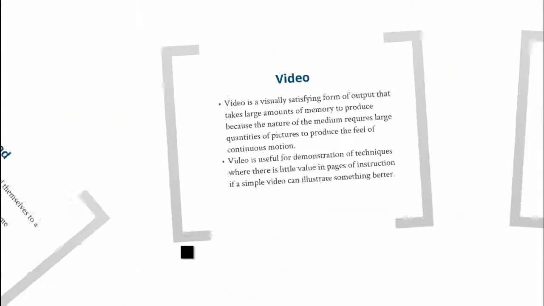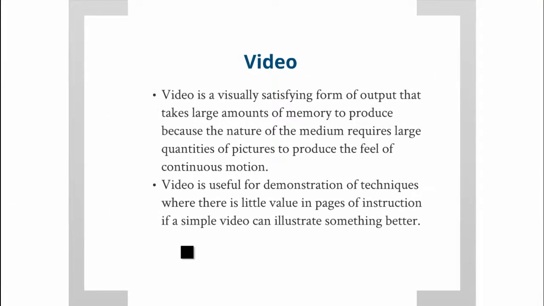Video. Video is a visually satisfying form of output that takes large amounts of memory to produce because the nature of the medium requires large quantities of pictures to produce the feel of continuous motion. Video is useful for demonstration of techniques where there is little value in pages of instruction. A simple video can illustrate something better.